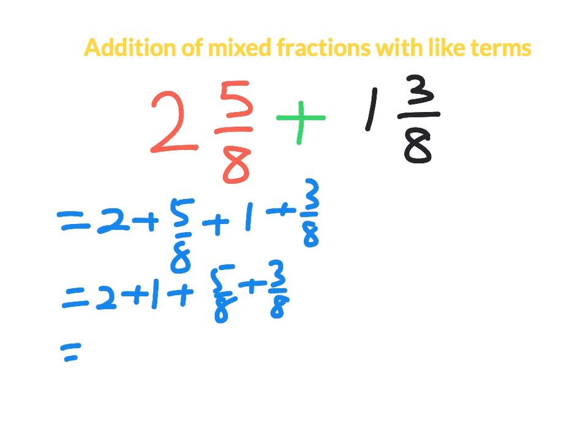So this is going to be 2 plus 1 is 3, plus 8 over 8. And what is 8 over 8? That is 1. That is 3 plus 1, which gives us 4. So it's very straightforward. You don't need to use the LCM method or the equivalent fraction method. You just add them straight up.